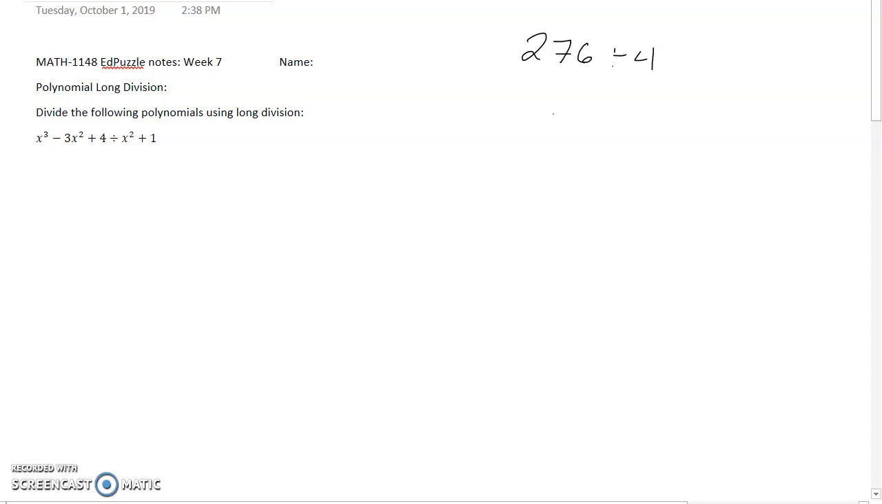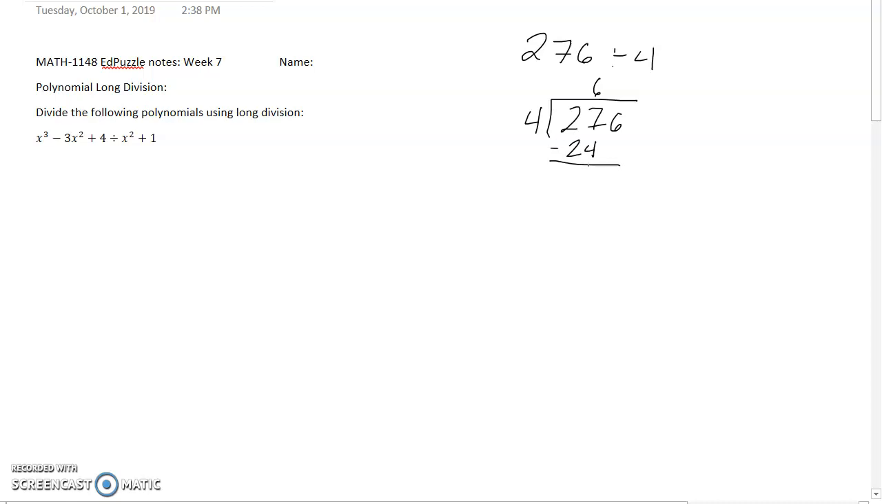How we would do this is we'd put 276 right here. We divide this by 4. So 4 doesn't go into 2, but 4 goes into 27 how many times? I think 8 times. And then 4 times 8 is 32, so that's too big. How about 7 times? 28. 6. 6 times 4 is 24. Sorry, just getting warmed up here.